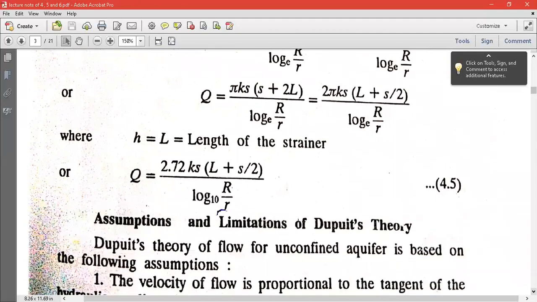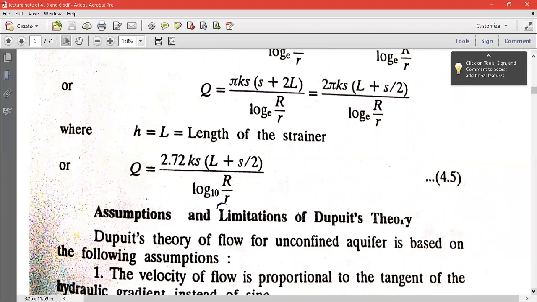Sometimes you can use H in the formula as per the problem concerned, and sometimes the problem may come in such a fashion that you have to use the value of the Steiner length as S in this formula. So you have to be ready about the formula which you will be using for the particular problem. The final formula we have got with the Steiner length is Q equal to 2.72 Ks into (L plus S by 2) by log 10 capital R by small r.